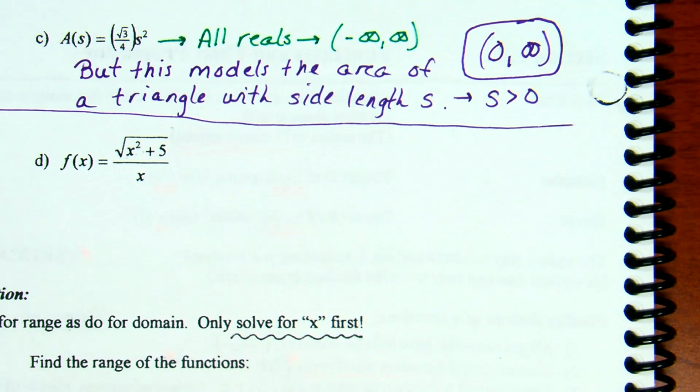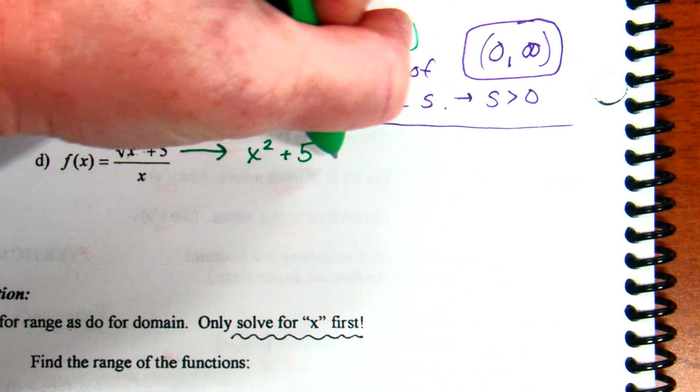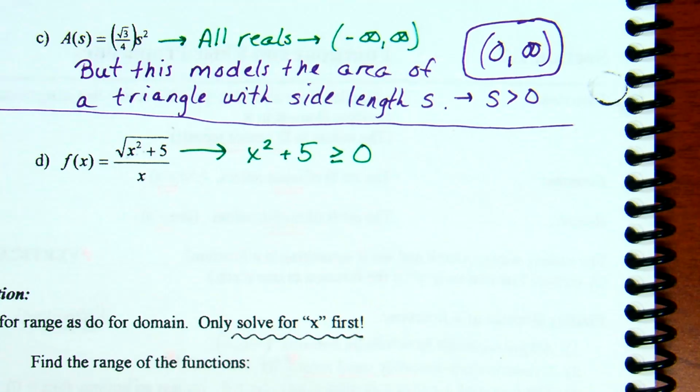Okay, shall we try D? What kind of issues do you see with D? Square root and a denominator, okay? So, individual pieces here. What do you know about this square root? A square root must be positive. So what I always do is whatever's under the square root, I'm going to set it greater than or equal to 0. Okay, you can solve that, yes.